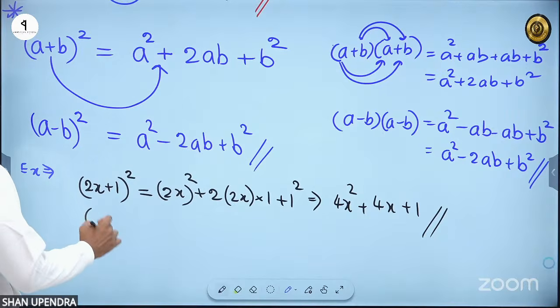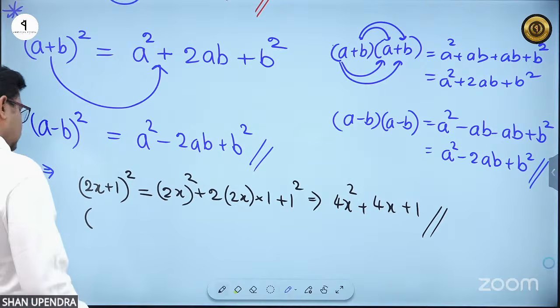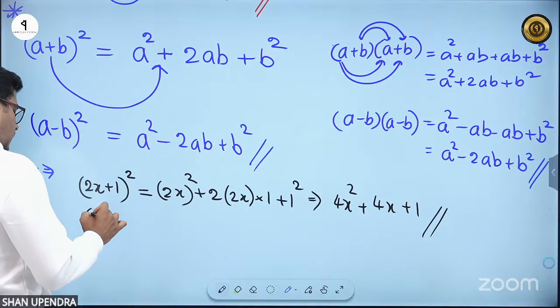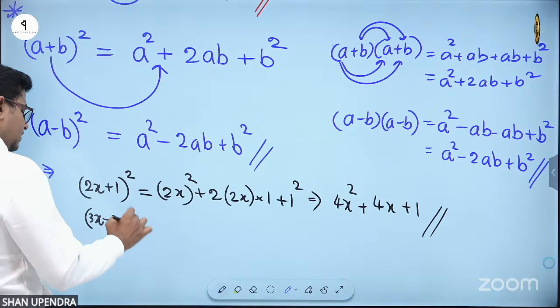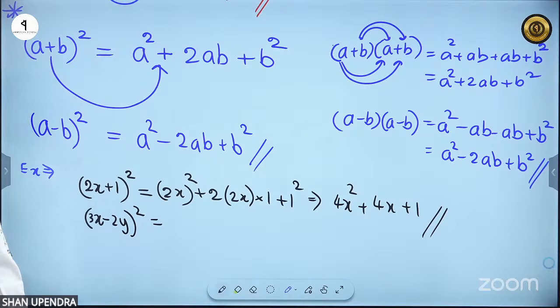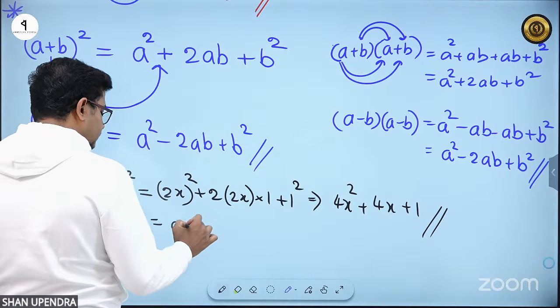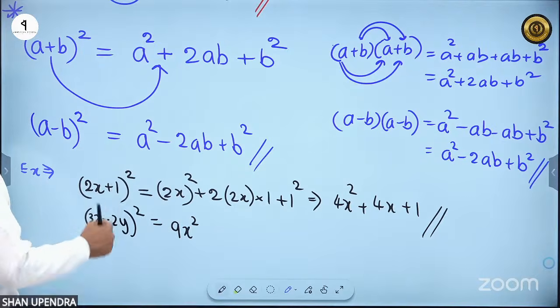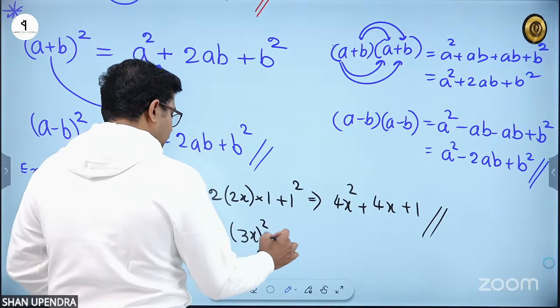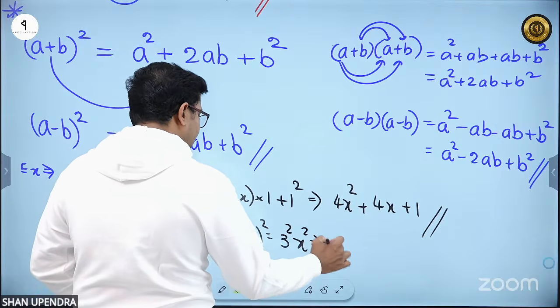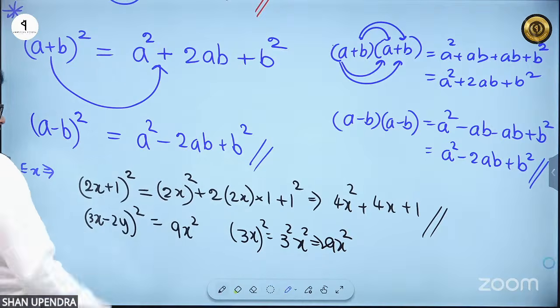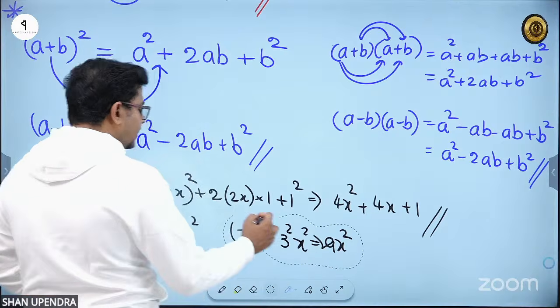Let's take another one: (3x minus 2y) squared. So how do you simplify that one? Take the first term and take the power of that. (3x) squared means 9x squared. You know that (3x) squared can be written as 3 squared x squared, that means 9x squared. You can directly write that in your calculations, I mean, in your head.